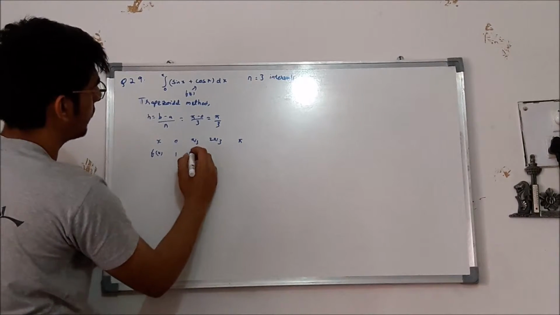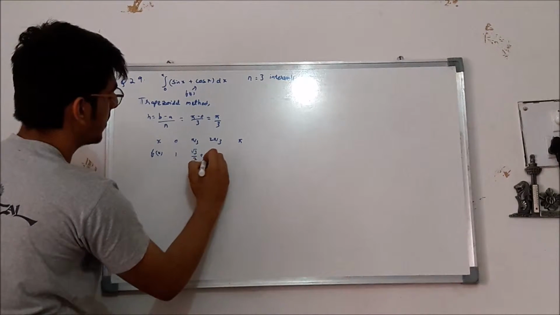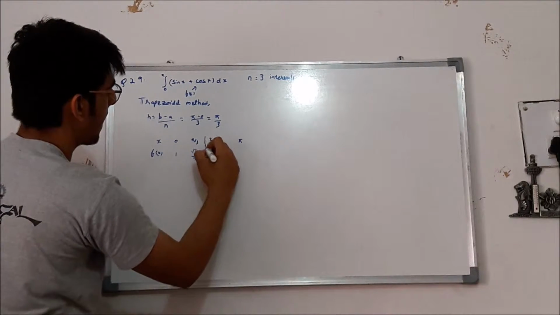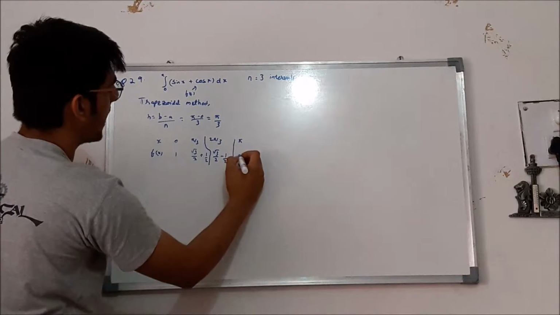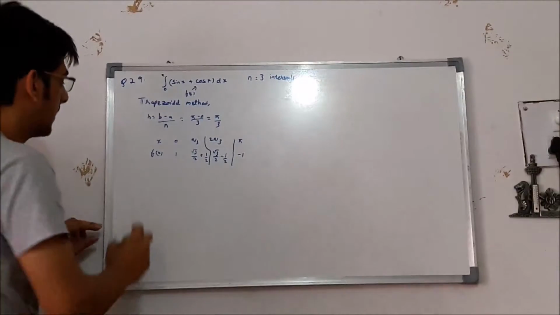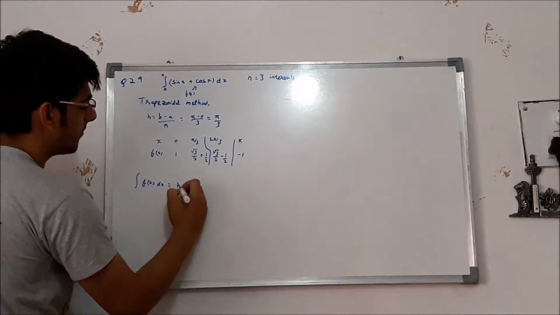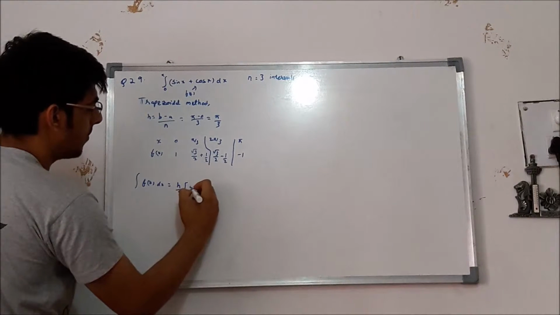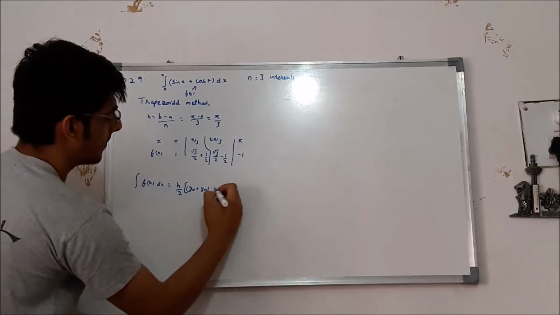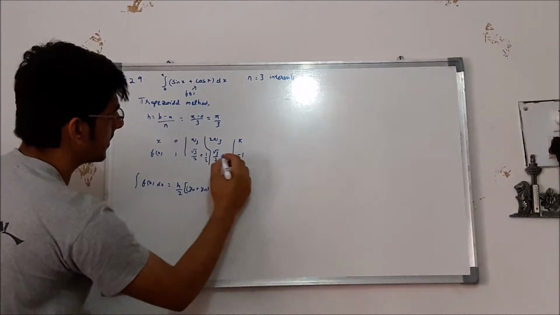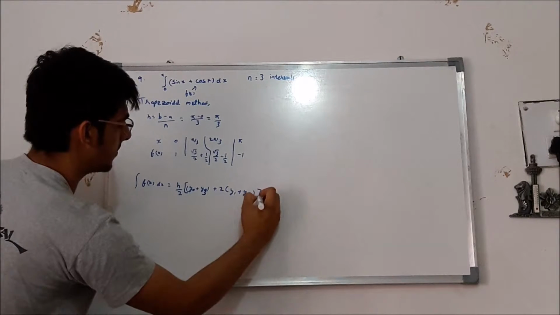For 0 it will be 1, for pi by 3 it will be root 3 by 2 plus half, for 2 pi by 3 it will be root 3 by 2 minus half, and for pi it will be minus 1. Now, the value of the integral of f of x dx by the trapezoidal method will be h by 2 times (y0 plus yn) plus 2 times (y1 plus y2).